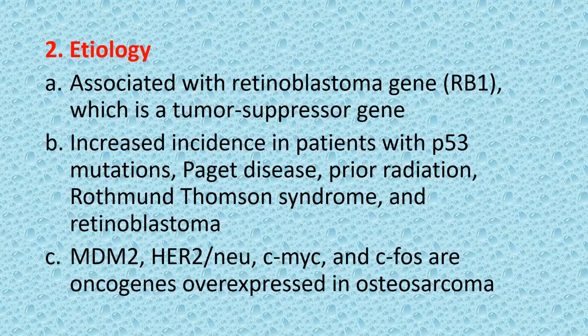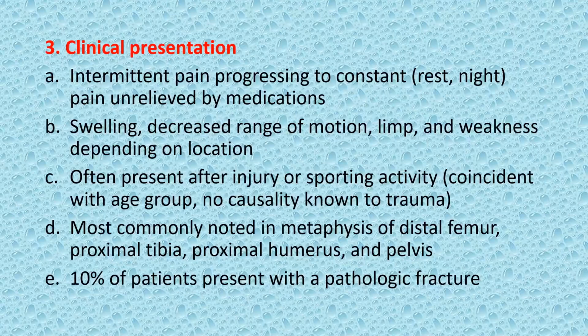They usually have intermittent pain, progressing to constant, and it occurs at rest and at night, and is not relieved by any form of medication. Swelling, decreased range of motion, limp, and weakness, depending on the location of the lesion, exist. Often, they present after an injury or sporting activity, and they think that the sport is the cause. It's coincident with the age group. No causality is known to trauma. But the family says, he was hit, maybe that is the cause.